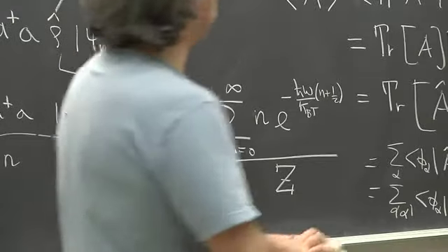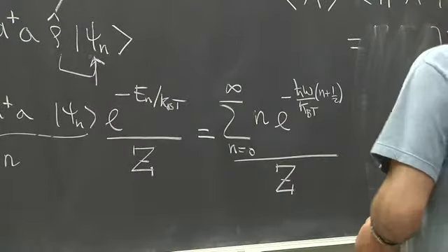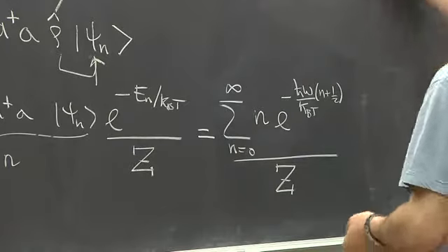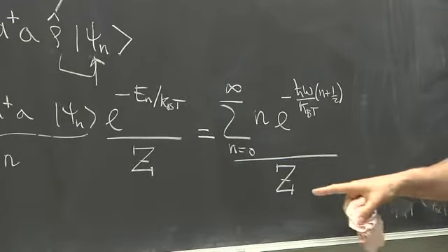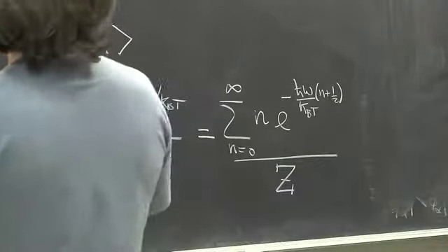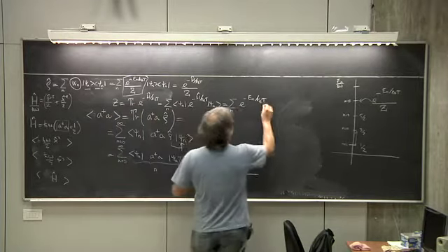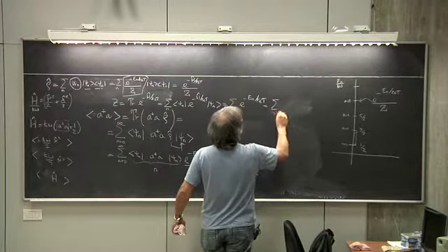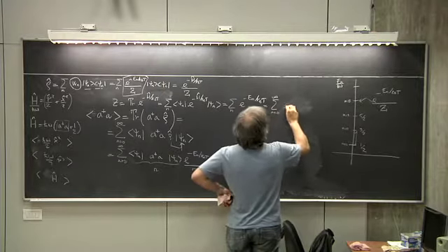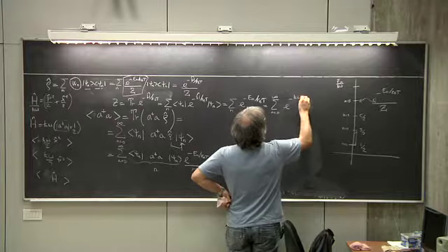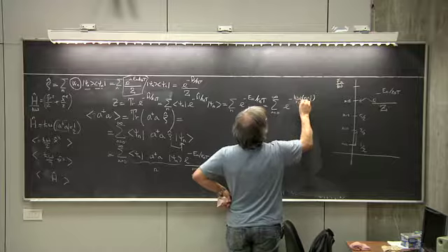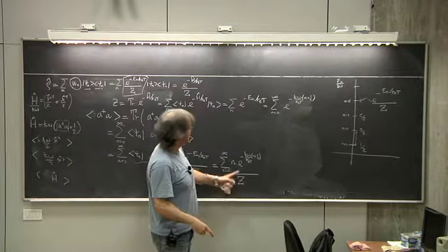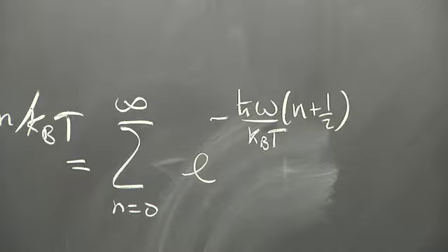So the approach to solve this problem is very, very simple. First of all, you notice that the two sums that I have to calculate are somehow related, right? Because Z is equal to the sum from n equal to 0 to infinity of e to the minus h bar omega times n plus 1/2 over kBT. So this is Z in the denominator. In the numerator, I have almost the same thing, but weighted. Each probability is now weighted with n.